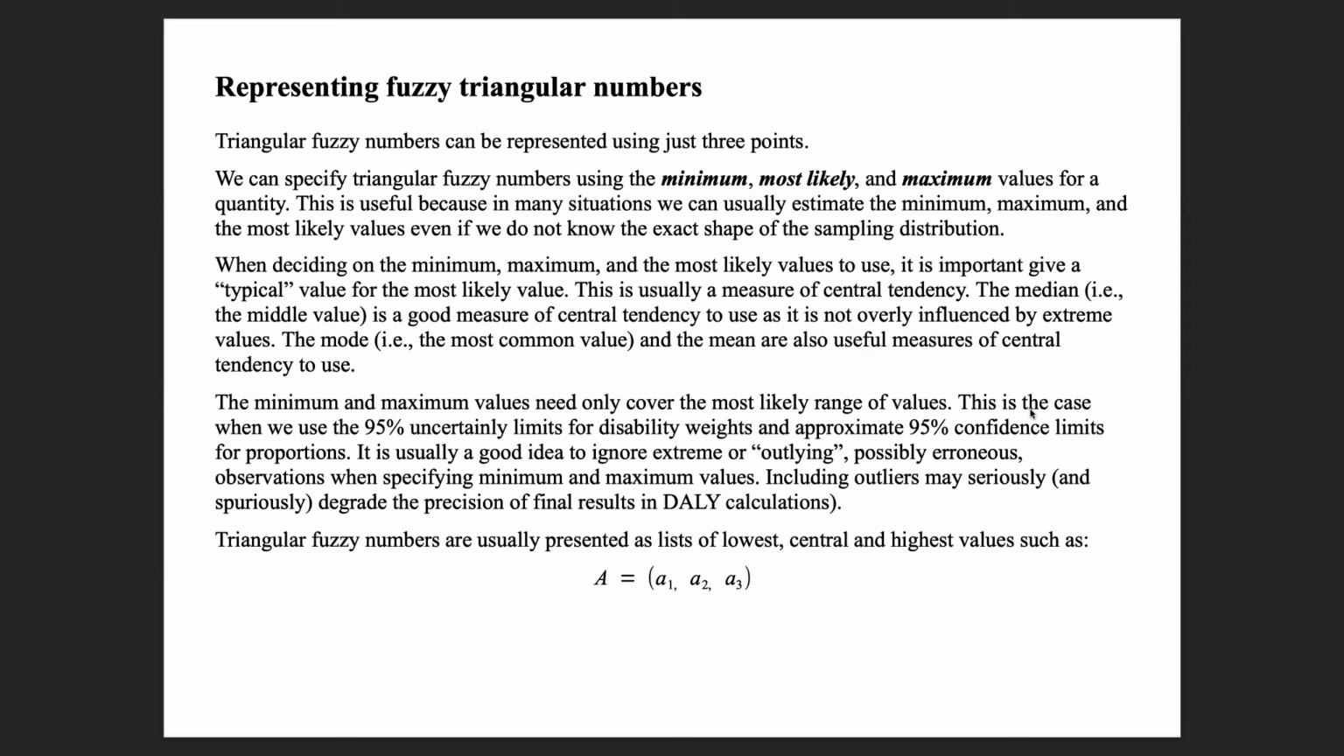So let's have a look at what a triangular fuzzy number might look like. So here there's a list of lowest, central, and highest values. So here, A, and we've got components A1, lowest, A2, most likely, or the central value, A3, the highest value.